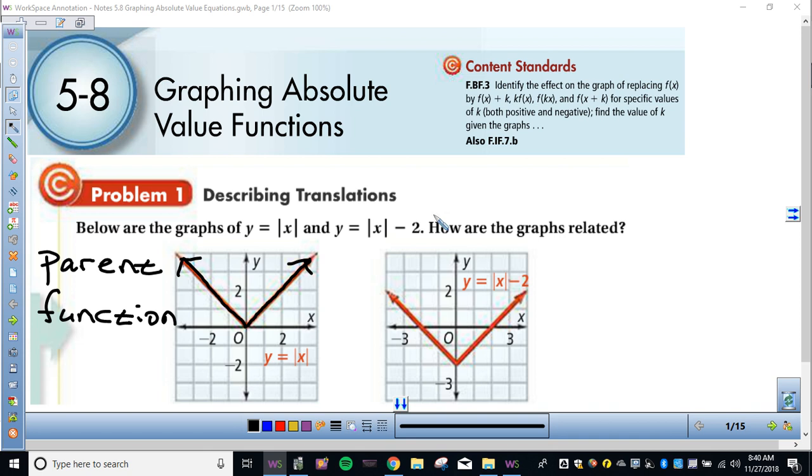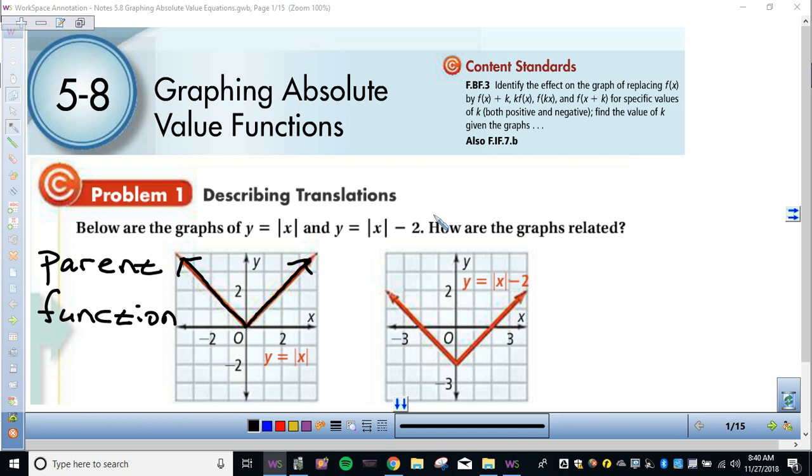Okay, you're writing this down. 5.8, get paper out. 5.8, graphing absolute value functions. Let's go, notes out, writing it down. In your notes: absolute value, graphing absolute value functions.